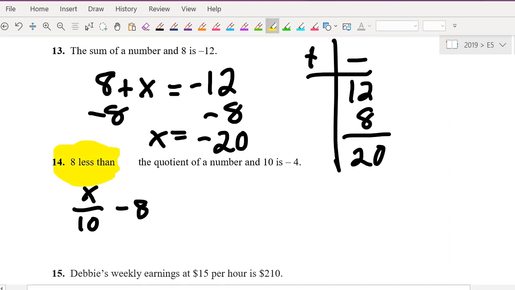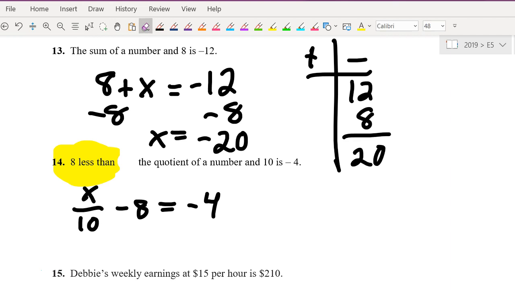Because of 8 less than. We did this when we were doing word problems at the very beginning of the year. Whenever it says less than, you have to make sure the order is correct. Like if I say I have $8 less than Adiba, it would be however much she has minus 8, not the other way around. So be careful. Who got that right? The minus 8? Good. Okay, x over 10 minus 8 is equal to negative 4.